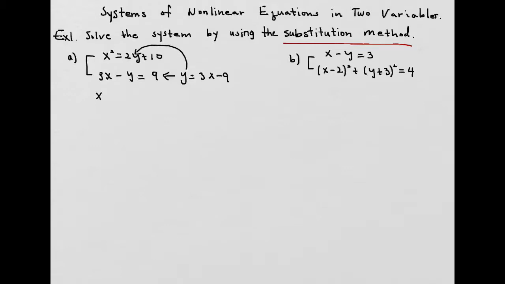Once you solve one of the equations for a variable, then you're going to replace that into the other equation. So we're going to start with the first equation, and whenever I see y, I'm going to replace it with 3x minus 9. And it looks like I have only one variable, x. This is going to be quadratic. So let's see if I can simplify my right side by distributing 2. Then 6x minus 18 plus 10.